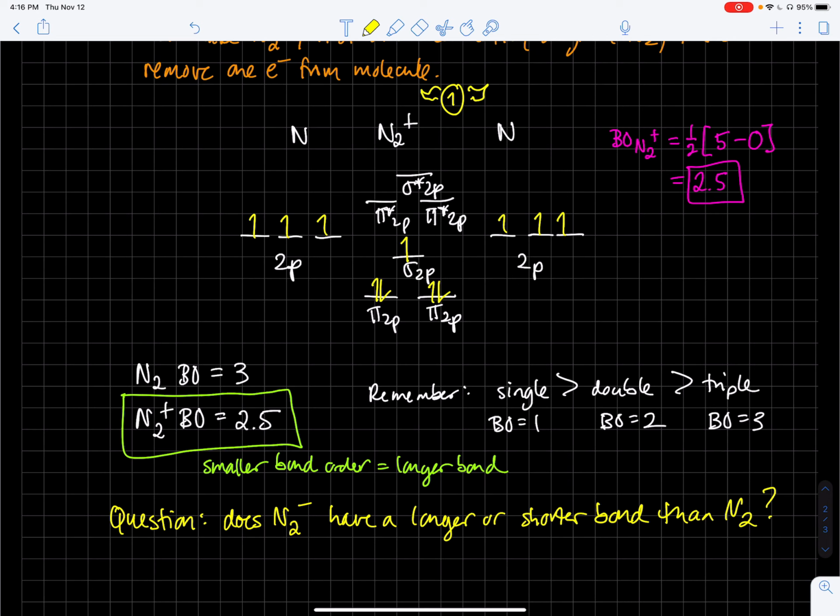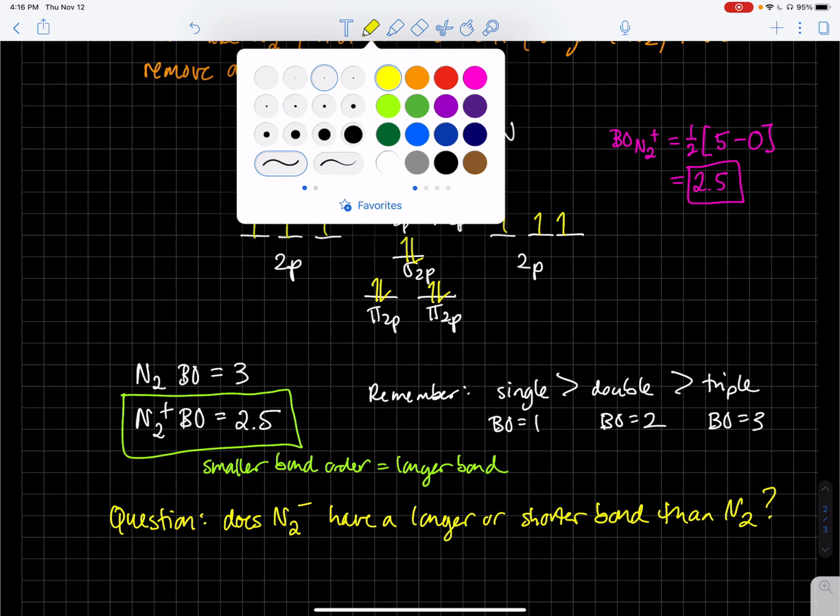Okay, so I'm going to be efficient here, and I'm just going to use my same little framework and do N2 minus. I'm going to take my electron that flew away and put it back. So now I have N2. To make N2 minus, I have to add an electron. So I'm going to add it to one of these pi star orbitals. I put it there, but it doesn't matter. They're equal in energy.